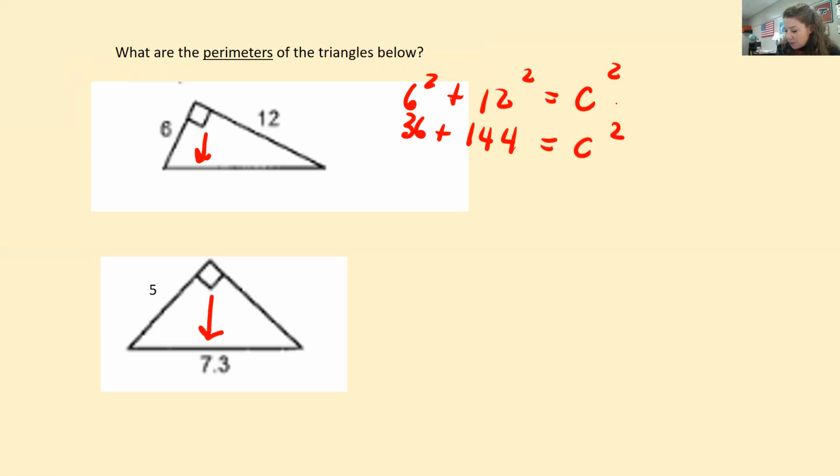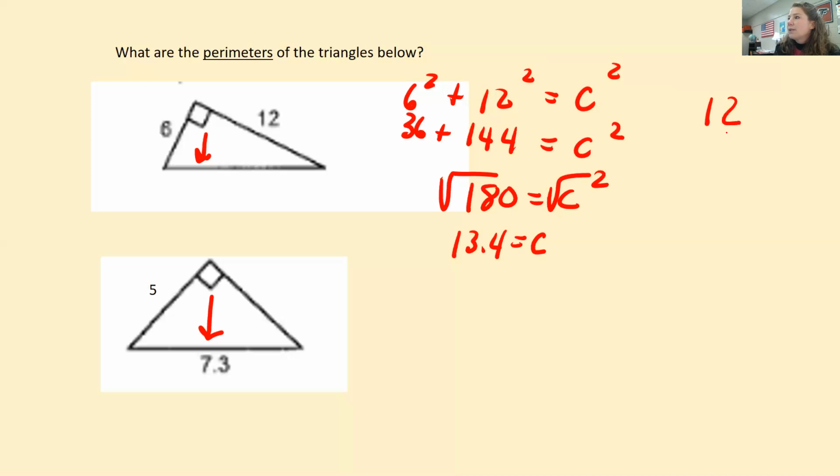So 144 plus 36 is 180. So the square root of 180 is about what? About 13.4. And then we would add 12 plus 6 plus 13.4. 9, 10, 11, so 31, about 31.4 is the perimeter.